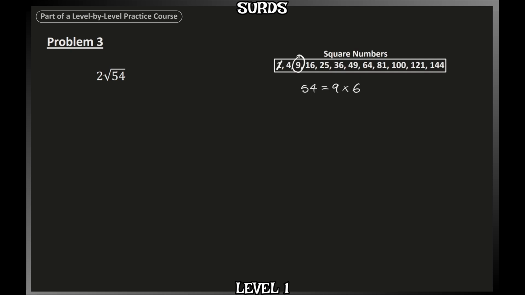And this means that 2 times the square root of 54 can be written as 2 multiplied by the square root of 9 times the square root of 6. Now because 9 is a square number, we can square root it, and the square root of 9 is 3. So this becomes 2 multiplied by 3 root 6. And because 2 times 3 is 6, 2 times 3 root 6 becomes 6 root 6. And the 6 under our square root can't be split up again using any of the numbers on the list, so this is simplified, and 6 root 6 is our final answer to problem 3.